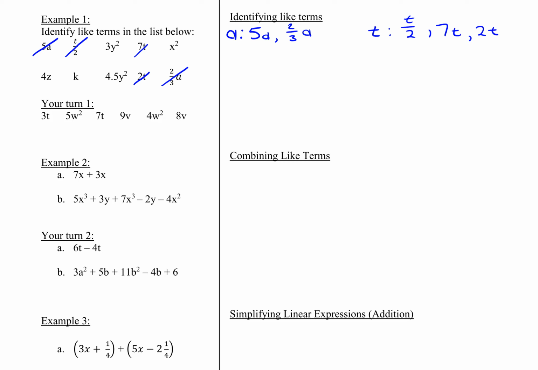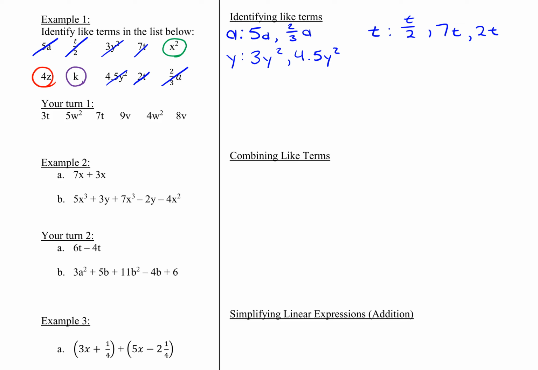Okay, how about some y terms? Well, with our y terms, we have 3y squared and 4.5y squared. And then finally, all that we have left is an x squared term, a 4z, and a k term. There are no like terms there. So go ahead and pause the video here and try the your turn number 1 problem.